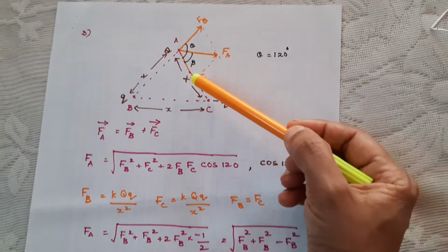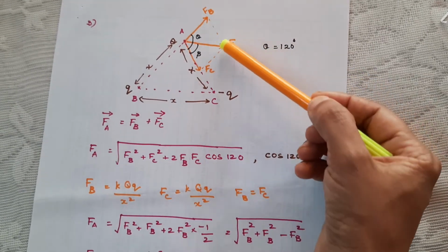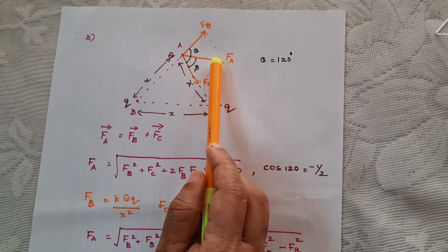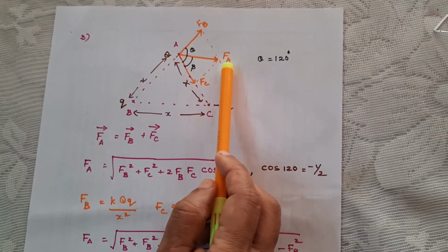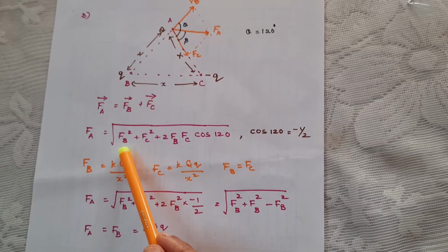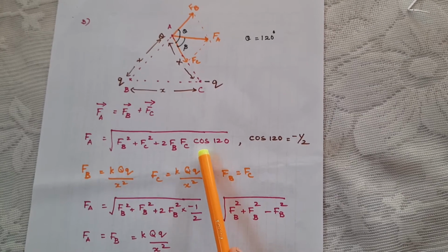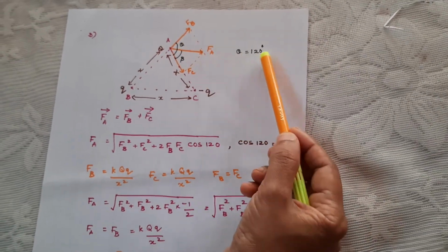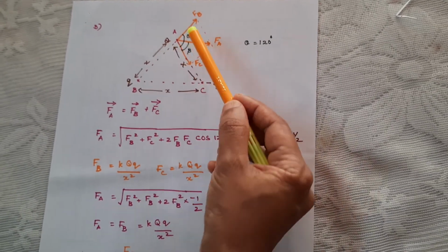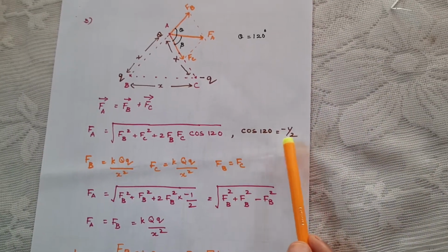The angle between the two forces Fb and Fc is theta. Let us complete the parallelogram, and the resultant force is the diagonal of the parallelogram, that is Fa. The magnitude of the resultant force is root of Fb square plus Fc square plus 2 Fb Fc cos theta, but theta is 120 degree. It is an equilateral triangle, so this interior angle is 60, so the exterior angle theta is 120. But cos 120 is minus half.